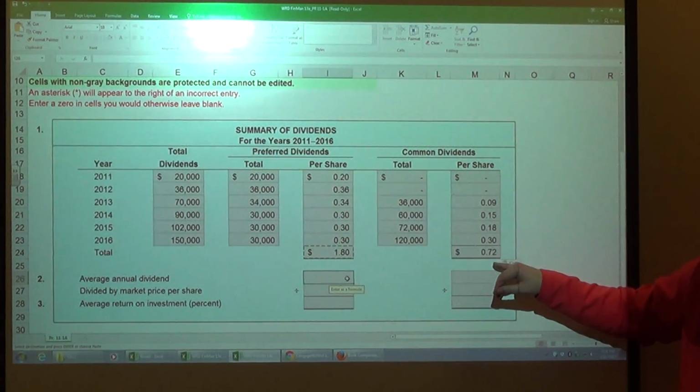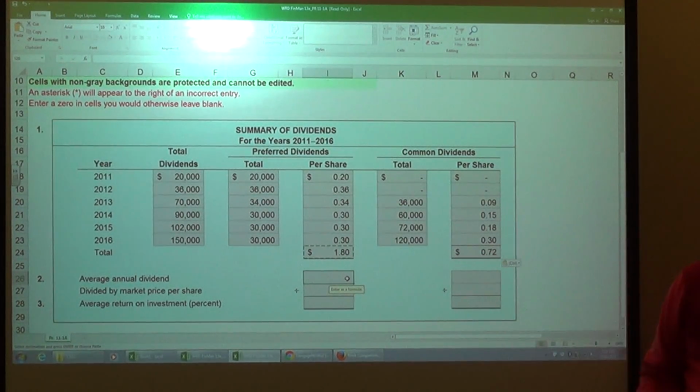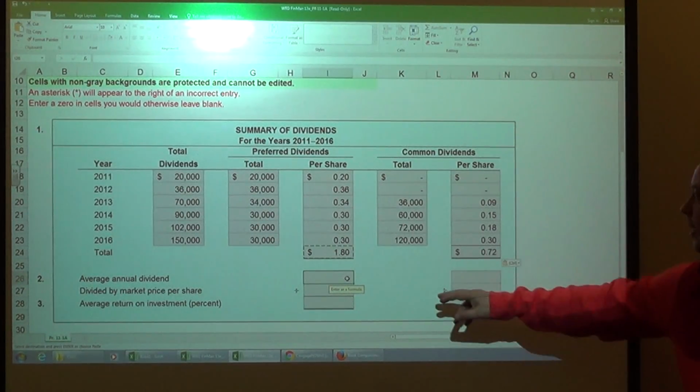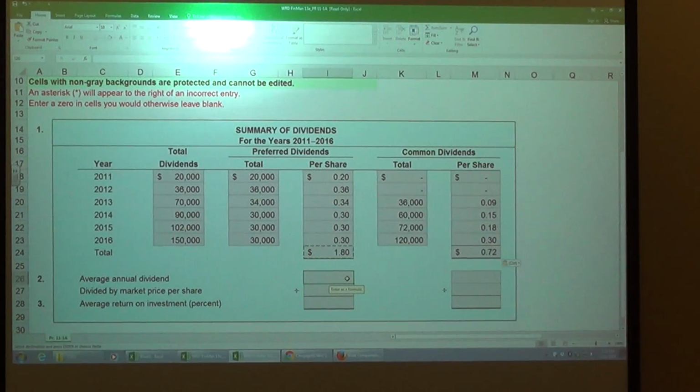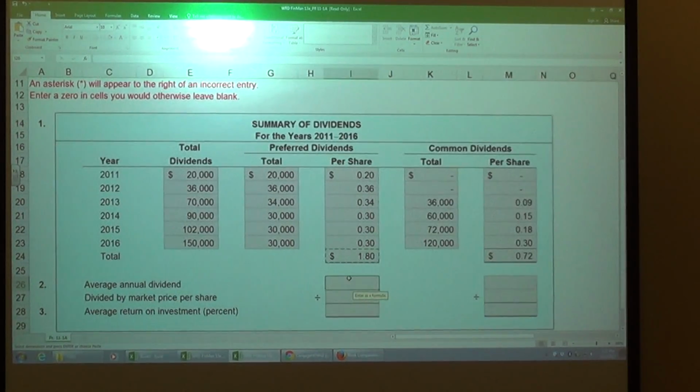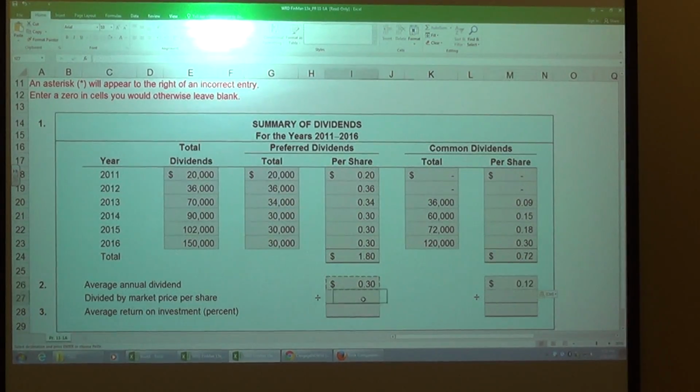And this here is 12 cents. 72 divided by 6 is 12. So that's what we will have, these two here, and I'll put the calculations into Excel. Calculate that for us. Hold on, a little more. All right, so 12 cents and then 30 cents there.